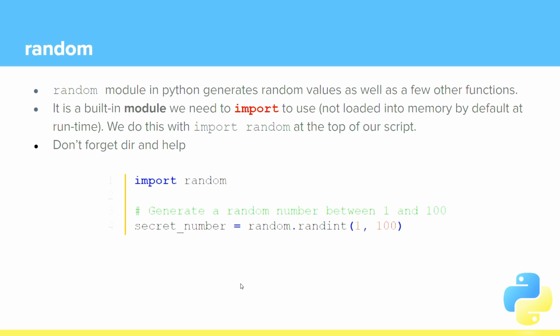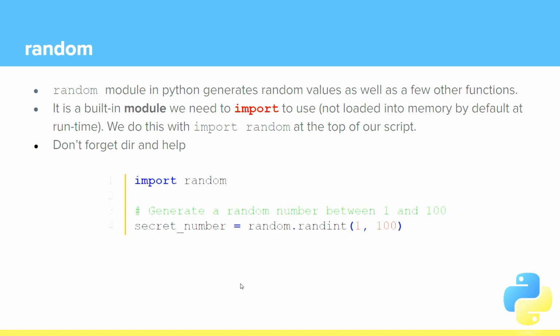Before we get into our Guess the Number game project, we need to talk about the random module. This is a module in Python that generates random values. It has various other functions, which we won't get into at this juncture in the course. But it's very useful for generating random values and will help us with our project.